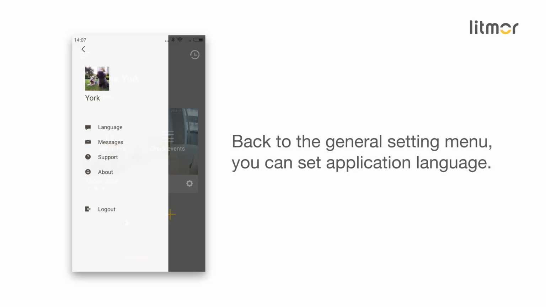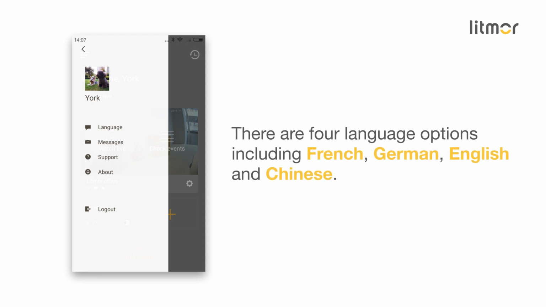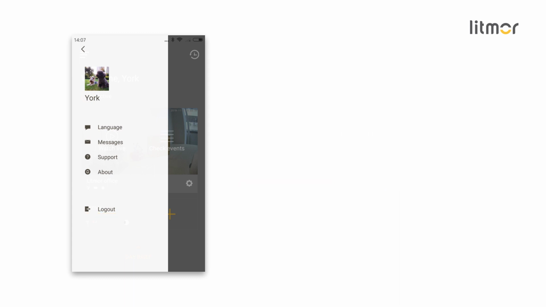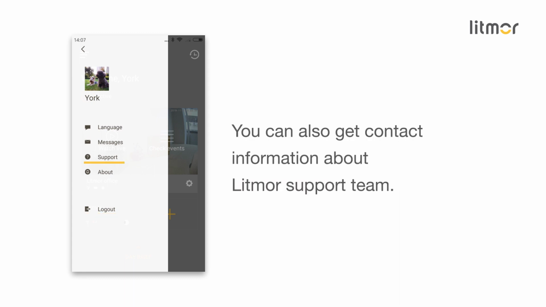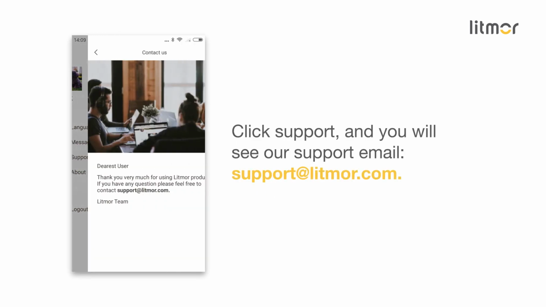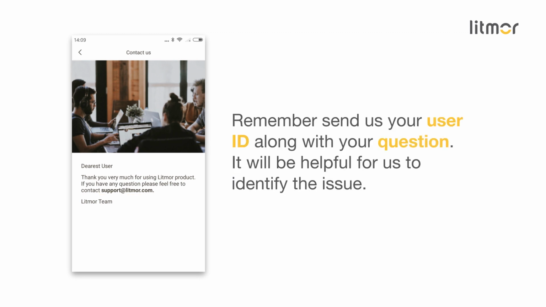Back to the general setting menu, you can set application language. There are 4 language options including French, German, English, and Chinese. You can also check the system message, check application version, and log out your account. You can also get contact information about Litmor support team. Click Support. You will see our support email, support@litmor.com. Please send us your user ID along with your question. It will be helpful for us to identify the issue for you.